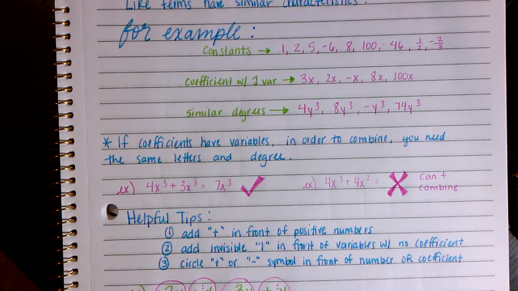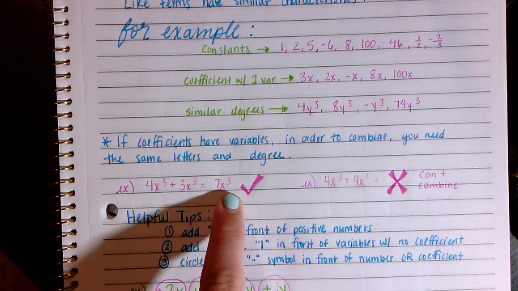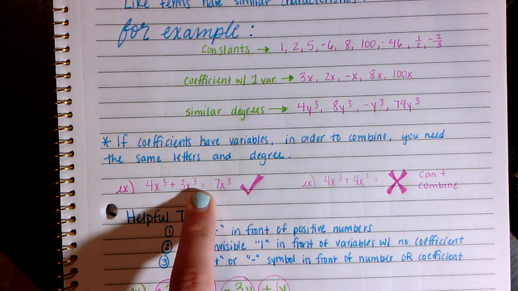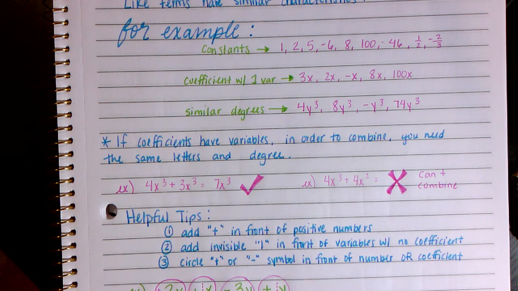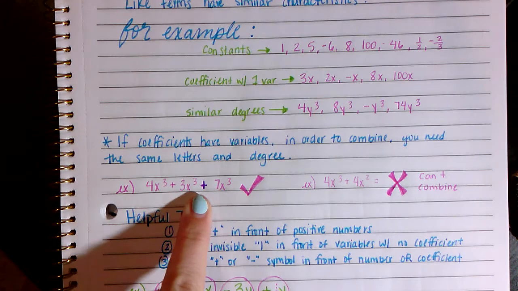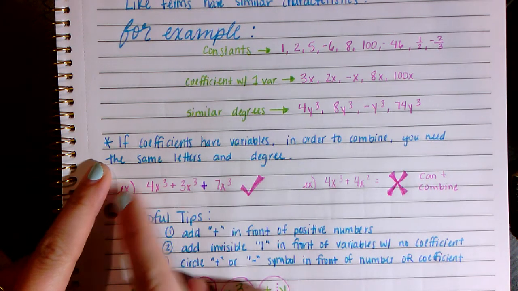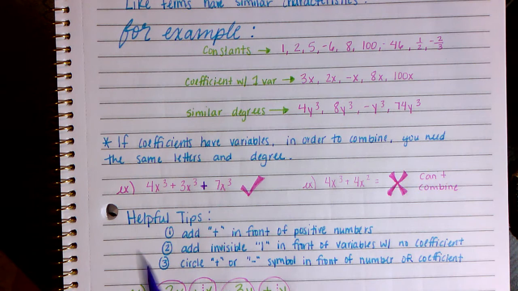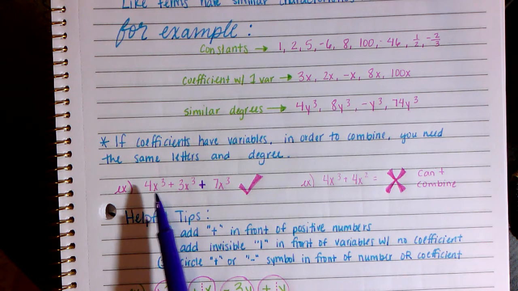So for example, if you have this equation here, this should have been a plus symbol, excuse me. Let's imagine this is a plus symbol. I apologize. So if you have this plus this plus this, at this moment, these are all like terms because they all have a number in front of a letter, and the letter that they all have is x, and x is to the third degree for all of them.